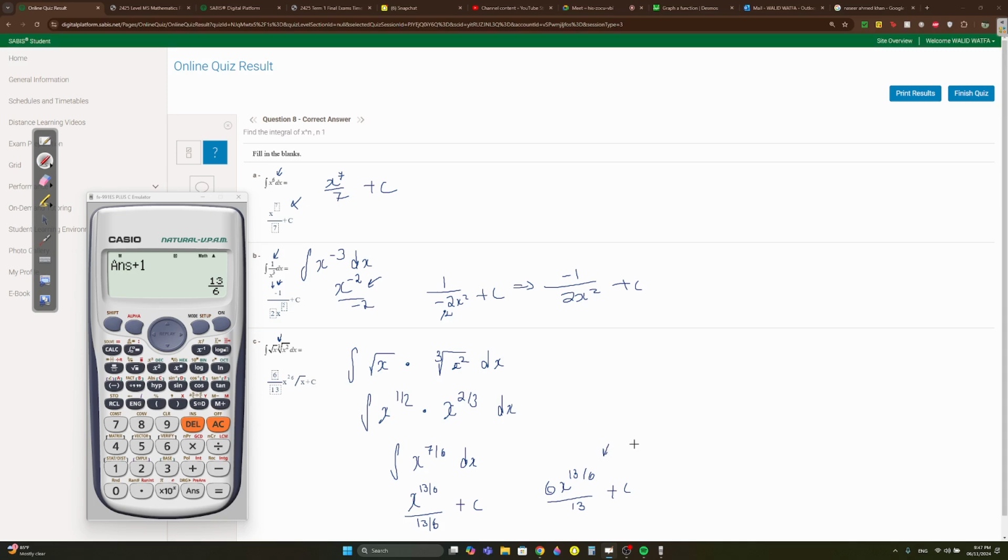13 over 6, you have to write it as a root, right? So it's going to be 6 times the 6th root, because the denominator goes out as the index, of x to the 13, over 13 plus c. This can be rewritten with a multiple of 6, such as 12: 6 times x to the power of 12 times x, over 13 plus c. Now 12 divided by 6 is 2, so it goes out as x squared, 6th root of x, over 13 plus c. There you go: 6 over 13, x squared, 6th root of x plus c. Okay.